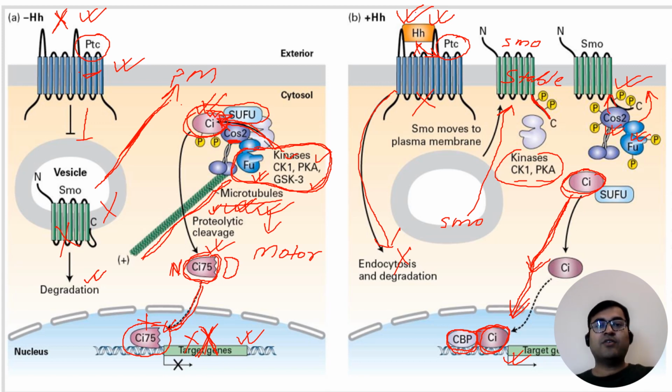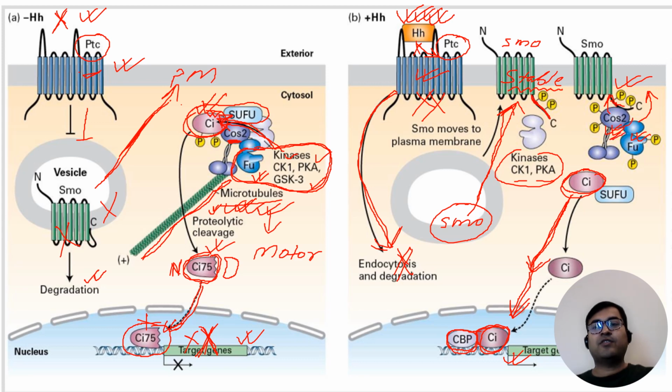When Hedgehog ligand is present, Hedgehog ligand binds to the PTC receptor, and this PTC receptor is endocytosed and degraded. When there is no PTC, because this PTC is getting degraded, this SMO protein which was expressed on the internal vesicle moves to the plasma membrane. This SMO protein on the plasma membrane is phosphorylated. This phosphorylated SMO protein is now stabilized. Now this phosphorylated SMO protein interacts with the complex COS2 and FU.